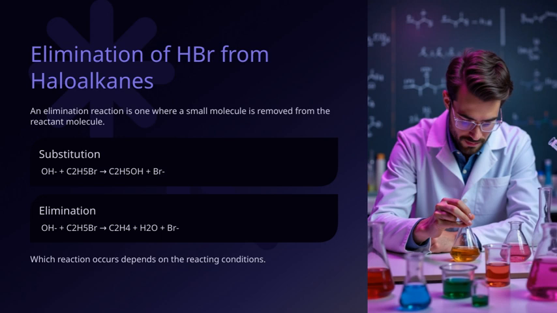Alternatively, under different conditions, the same reactant can undergo substitution. Here, OH⁻ reacts with C2H5Br to produce ethanol, C2H5OH, and bromide ions.